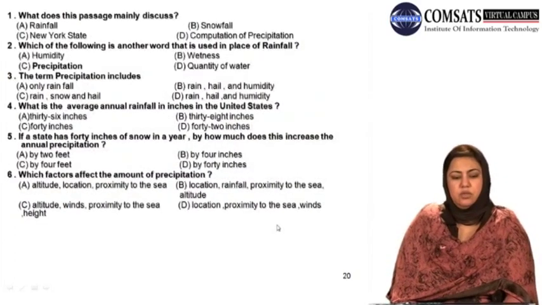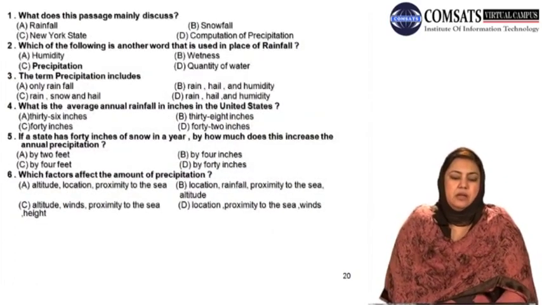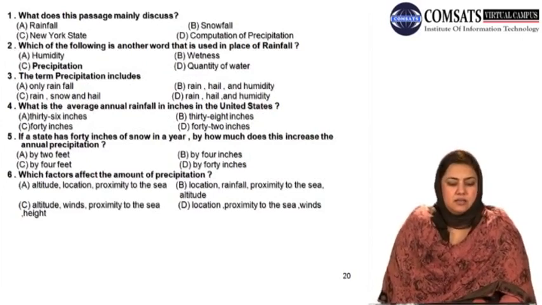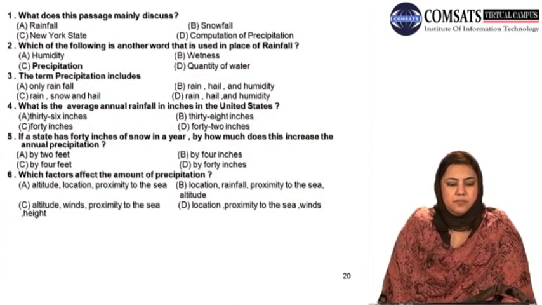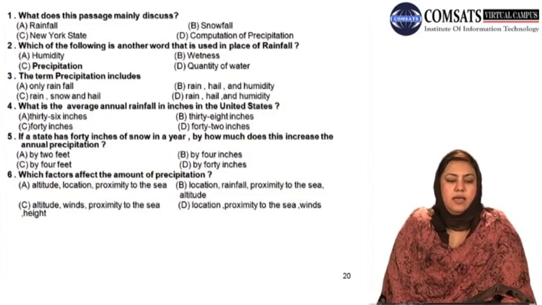I bring you to the activity here. Look at the questions that are asked. On the slide, you have 6 questions. Check your comprehension of the passage. Question 1: What does this passage mainly discuss? Options: A. Rainfall, B. Snowfall, C. New York State, D. Computation of precipitation.